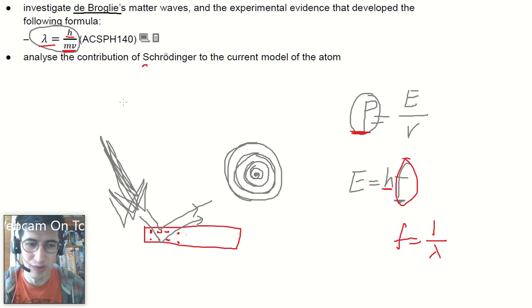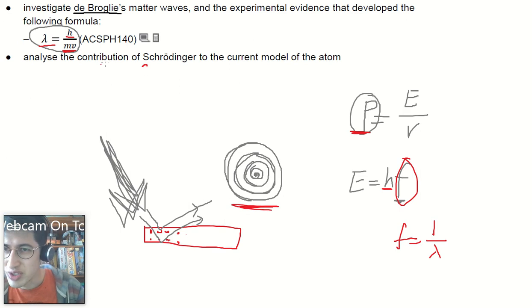So an object with a large amount of momentum, say for example me, my wavelength is so small that it is impossible to measure. But for objects that are much, much smaller, such as electrons, maybe protons, they have momentums that are small enough so that when you get Planck's constant divided by that momentum, you get a wavelength that is measurable and can have effects such as this diffraction pattern here.